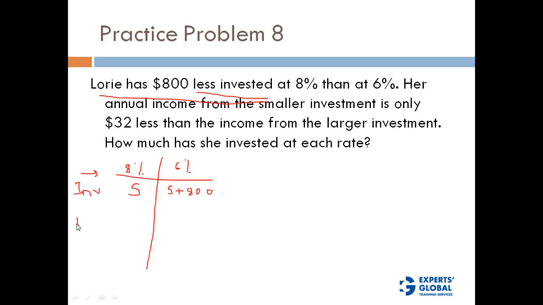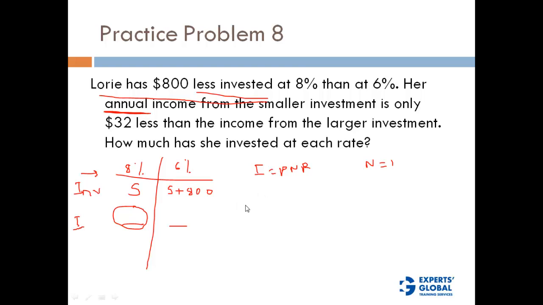And what is going to be the interest rate? We are talking about annual income, right? So we are only considering the first year. So we get some income here which is only 32 smaller than this income. So what is going to be the income here? This is going to be P N R, right? The formula for simple interest. They haven't mentioned anything about compounding, so it is simple interest. So we know that I is equal to P N R, correct? What is going to be N? N is the period, which is 1 year. P is the principal, which is S or S plus 800, and R is the respective rate of each investment.